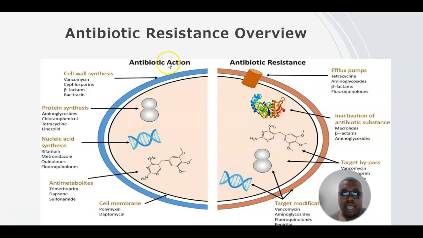So that's why you see antibiotic action, you see beta-lactams over here. That's why you see antibiotic resistance, you see beta-lactams over here. The action is that cell wall synthesis is going to be inhibited. And then with the resistance, the efflux pump is going to be inhibited, which means it's going to prevent the antibiotic from coming in. That's why the bacteria will be able to handle the antibiotic and restrain it.